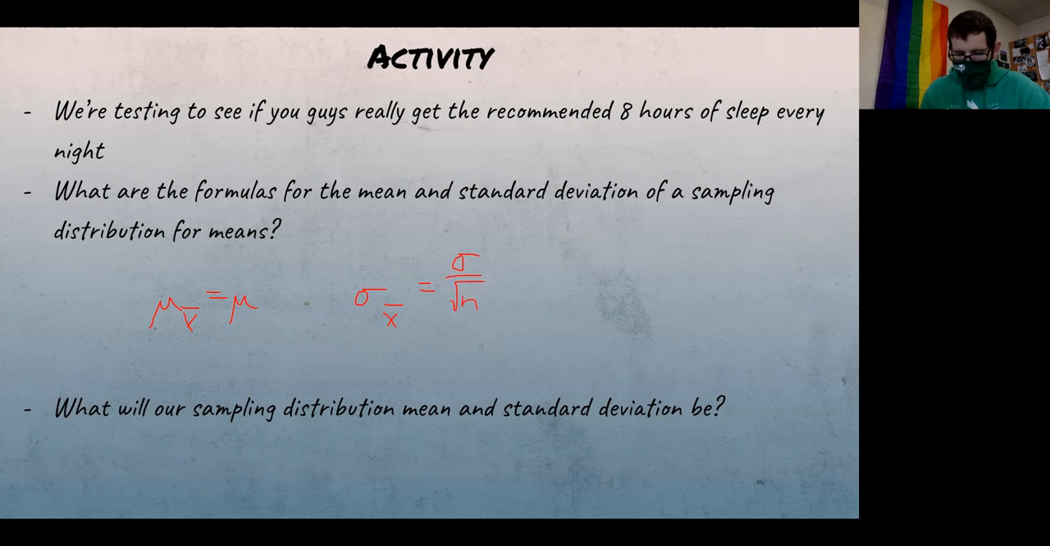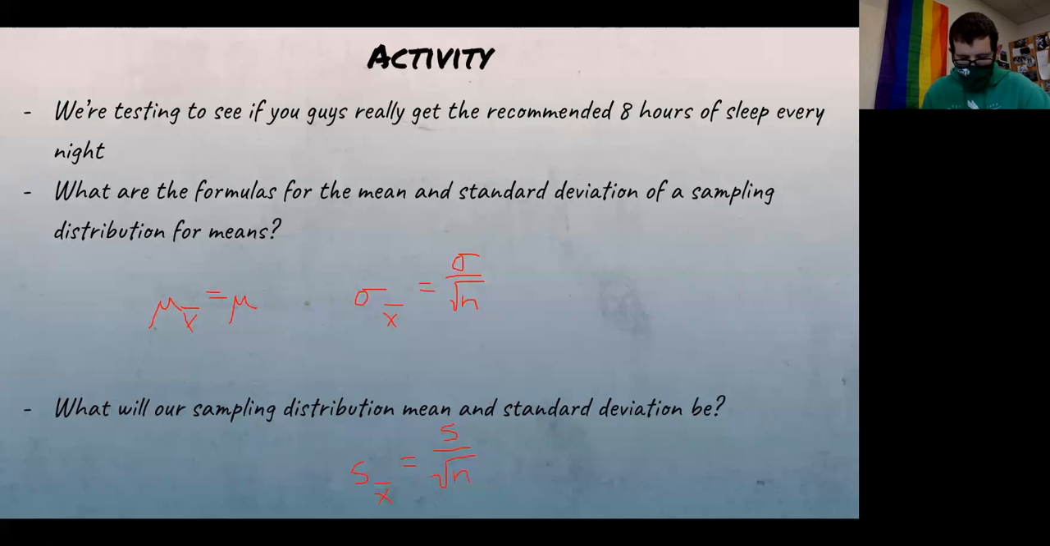But of course, we're dealing with not population data, we're dealing with sample data. So what will our sampling distribution mean and standard deviation be? The best estimate we have for the standard deviation is going to be our sample standard deviation. So the standard error, I should say, for the sampling distribution here is going to be our sample standard deviation divided by the square root of n.